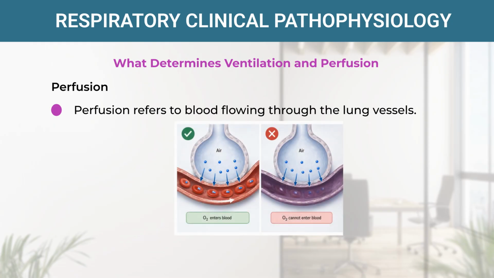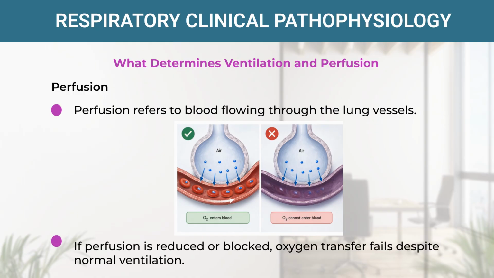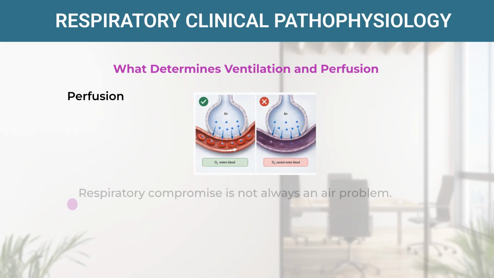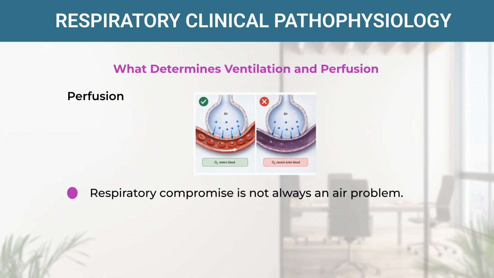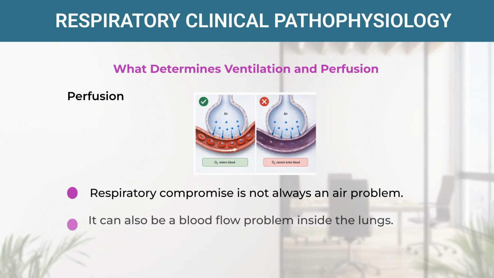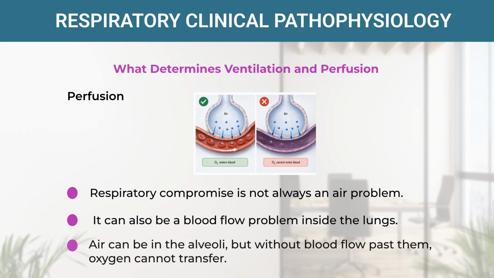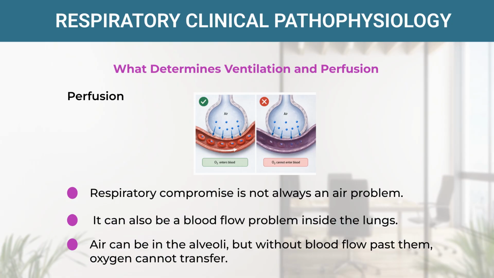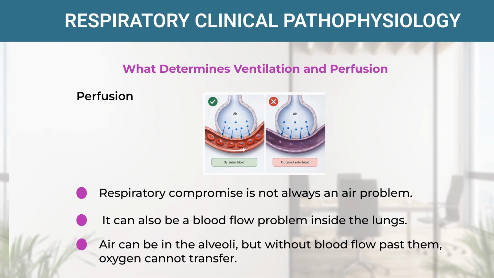Even if air reaches the alveoli perfectly, oxygen cannot enter the blood unless blood flows past those alveoli. If perfusion is reduced or blocked, oxygen transfer fails despite normal ventilation. This is why respiratory compromise is not always an air problem. It can also be a blood flow problem inside the lungs. You can have air in the alveoli, but without blood flow past them, oxygen cannot transfer.